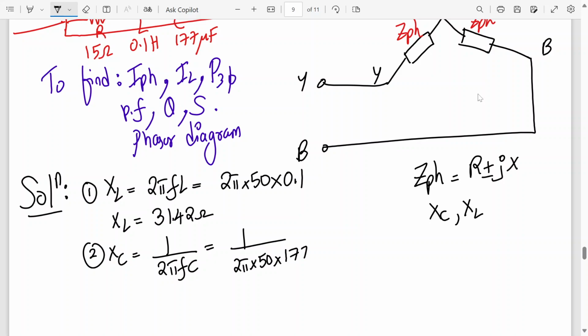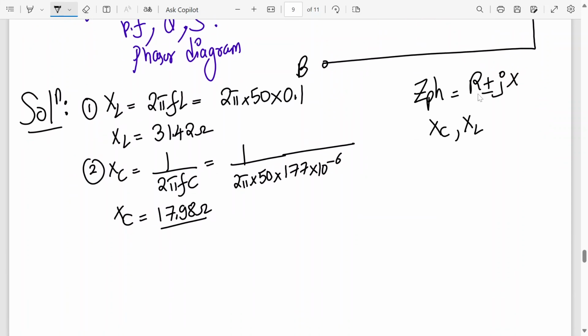XC will be 1 upon 2 pi F C, which is 1 upon 2 pi into 50 into C, where C is 177 microfarad. Calculate this carefully. XC will be somewhere around 17 to 18 ohms. Yes, 17.98, close to 18 ohms. Correct.